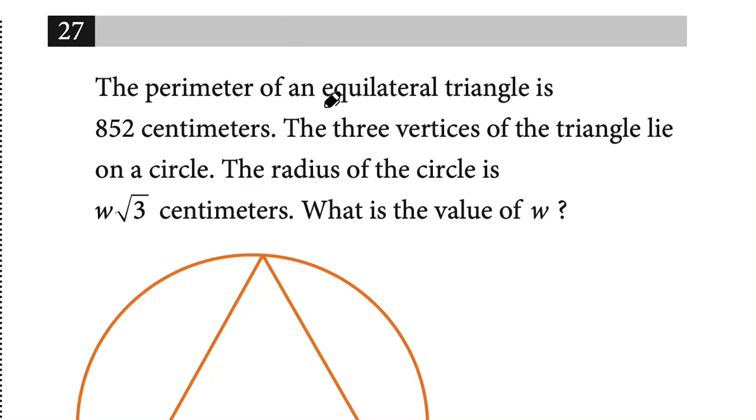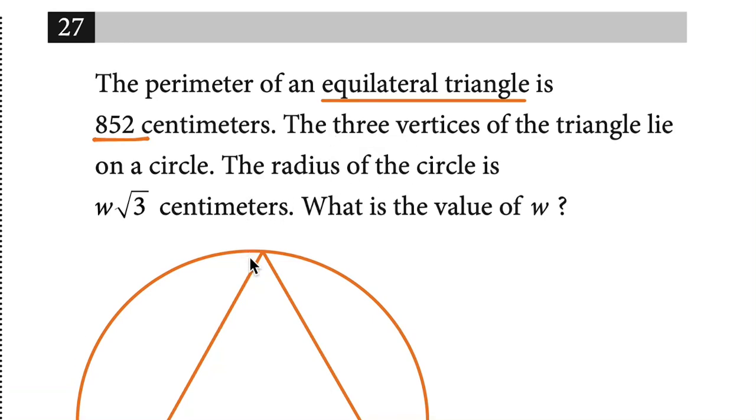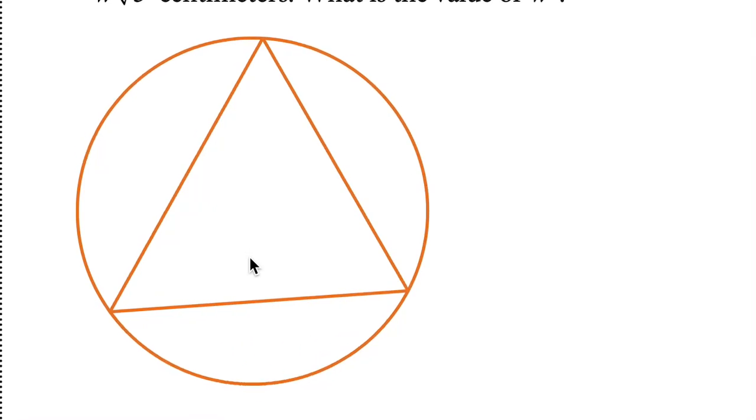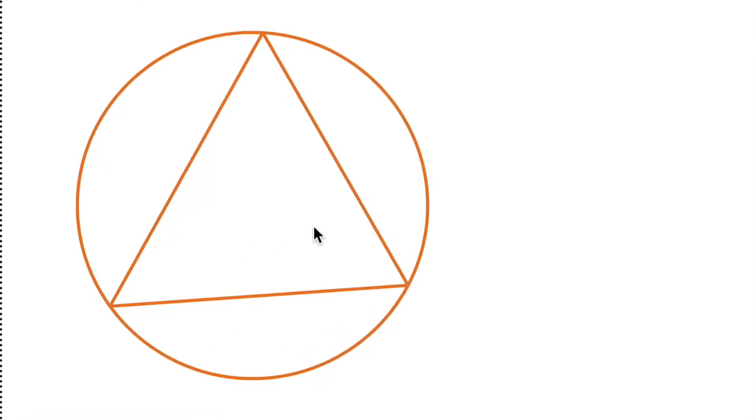First of all, two very important pieces of information are given to us. One is that it's an equilateral triangle with perimeter 852 centimeters, and another is that this equilateral triangle lies inside the circle, right? So let's see the situation first. This is our situation, that is the circle, not up to scale, but we can understand here.